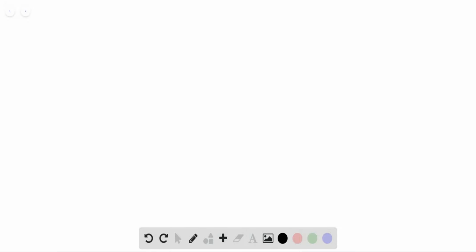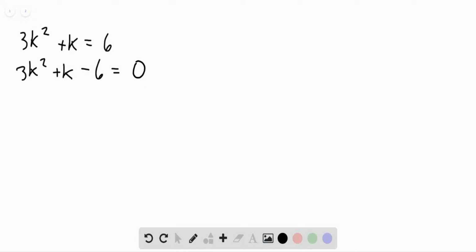Okay. New day, new equation. 3k squared plus k equals 6. Ha! This time, we don't have our terms on the left side. So that's the first thing we're going to want to do. 3k squared plus k, I'm going to subtract 6 on each side. And there we go. Now we have 0 on the right side.